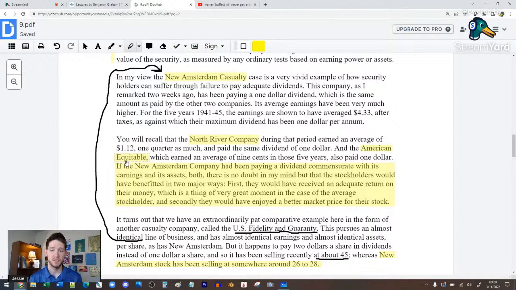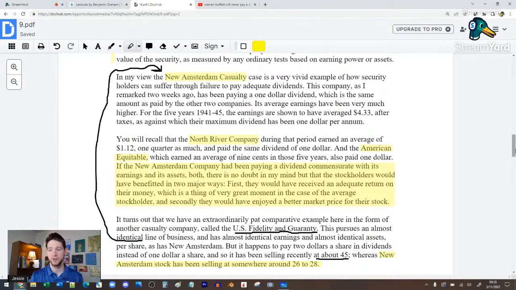Its average earnings have been very much higher. For the 5 years, 1941 to 1945, the earnings are shown to be averaged $4.33 after taxes, as against which their maximum dividend has been $1 per annum.